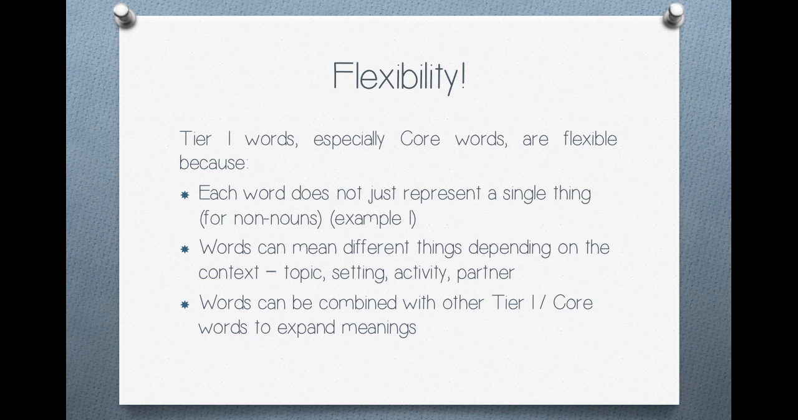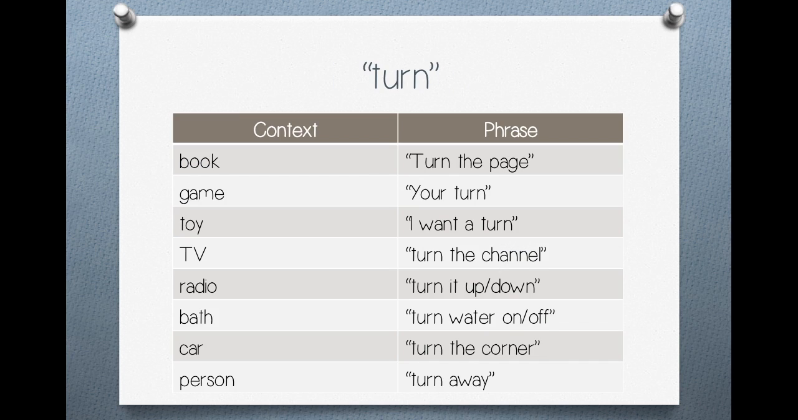We can really expand our meaning by putting more than one core word together. So here's just a quick example of the word turn, and on the left, you see different contexts. So you see when I'm reading a book, or I'm playing a game, or I'm playing with a toy, or watching TV. And on the right side, you see a different phrase for each context where I could use the word turn. So the meaning of the word is changing depending on the context, and depending on the words that are around it.